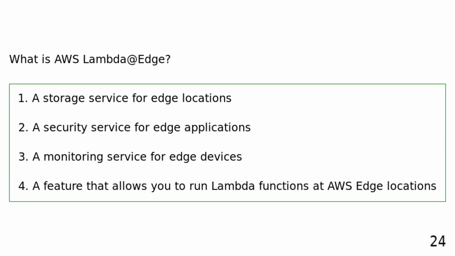What is AWS Lambda@Edge? A storage service for edge locations. A security service for edge applications. A monitoring service for edge devices. A feature that allows you to run Lambda functions at AWS edge locations.